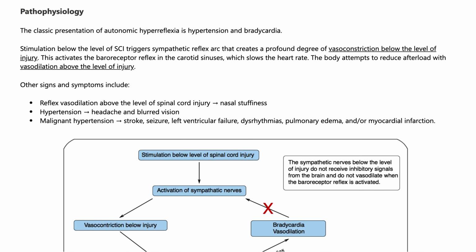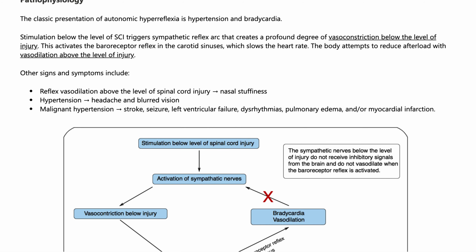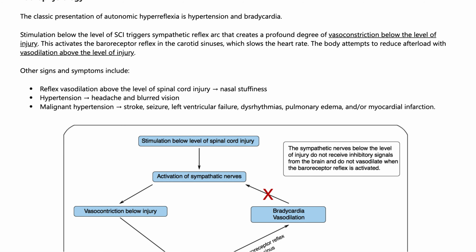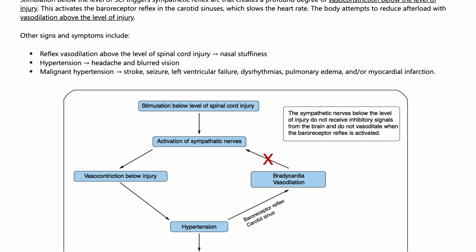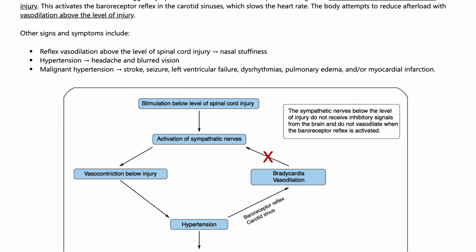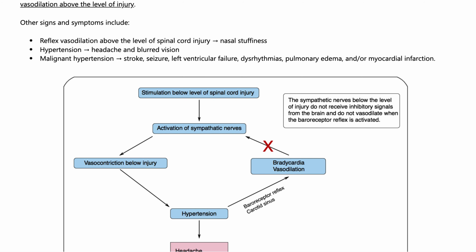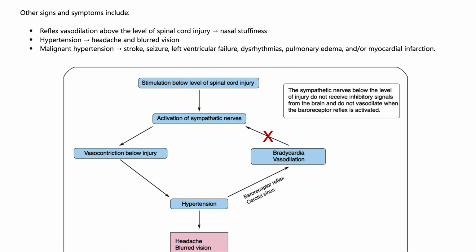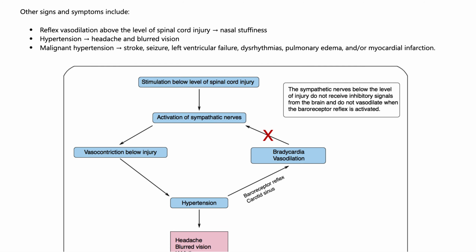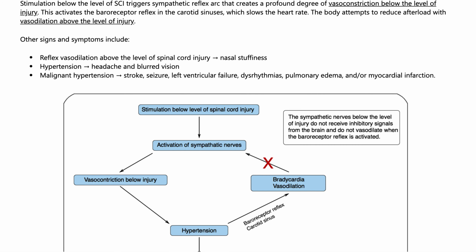Other signs and symptoms include reflex vasodilation above the level of the spinal cord injury, leading to nasal stuffiness, hypertension, which manifests as a headache and blurred vision, and malignant hypertension, leading to stroke, seizures, left ventricular failure, dysrhythmias, pulmonary edema, and/or myocardial infarction. And the following flow chart reiterates what we've already discussed.